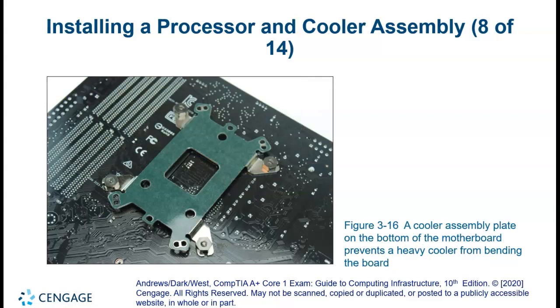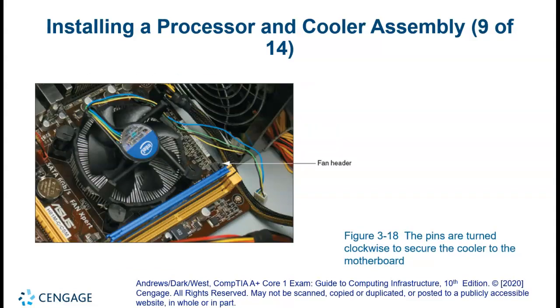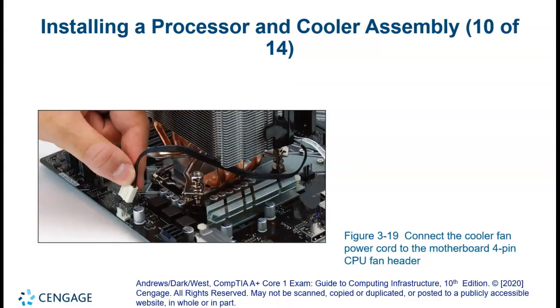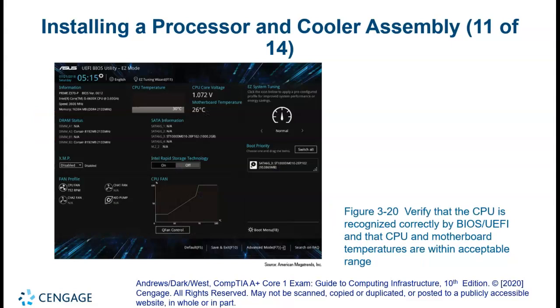A cooler assembly plate at the bottom of the motherboard prevents a heavy cooler from bending the board. And then the fans are turned clockwise to secure the cooler to the motherboard. Then you connect the fan to the 4-pin CPU fan header on the motherboard. And then you go to the BIOS UEFI to verify.